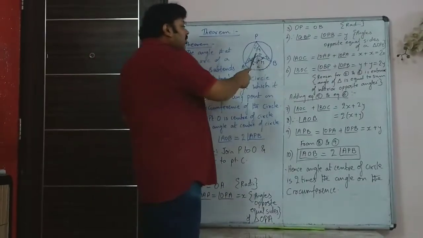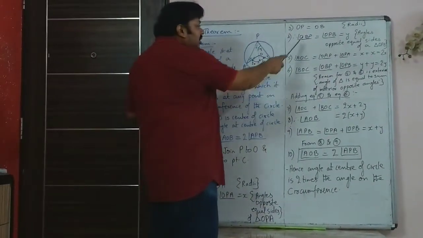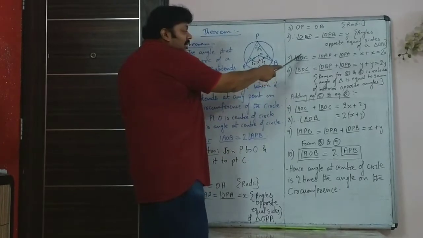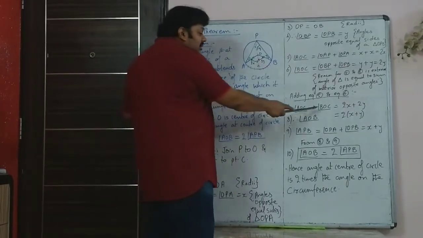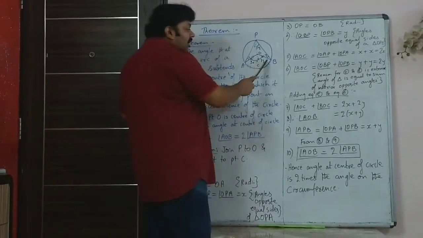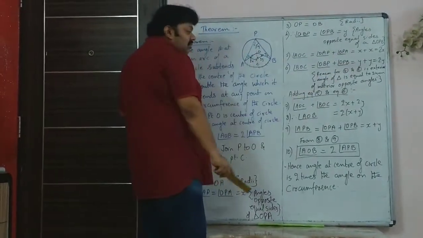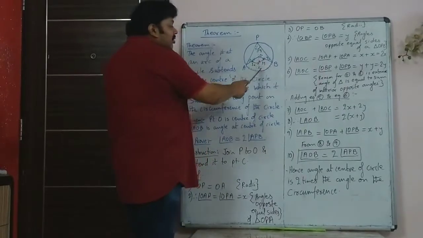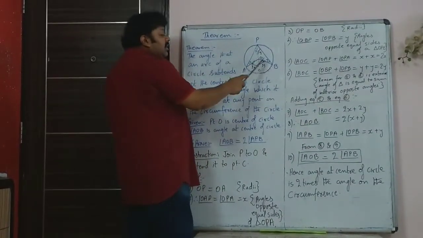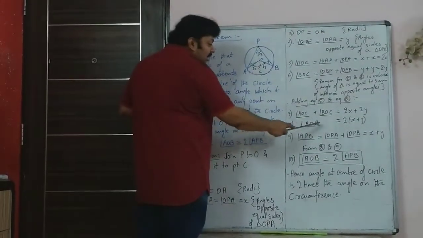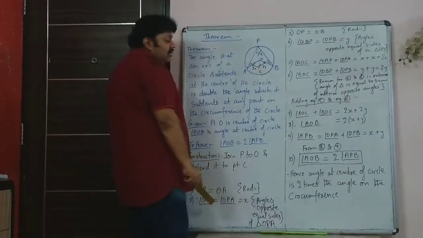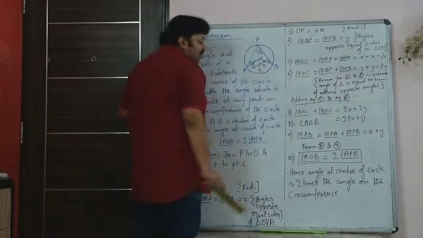Now when you add AOC and BOC, that means when you are adding the left hand sides of these two triangles, AOC plus BOC, you are getting 2x plus 2y. So adding equations 5 and 6. But what is AOC plus BOC? It is the angle AOB. So angle AOB is 2 times x plus y, 2 in bracket x plus y.